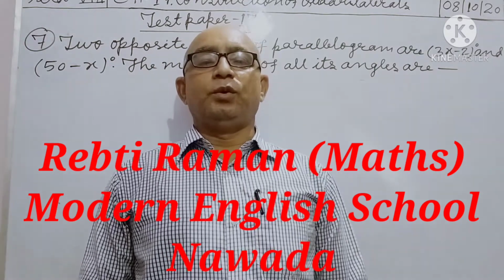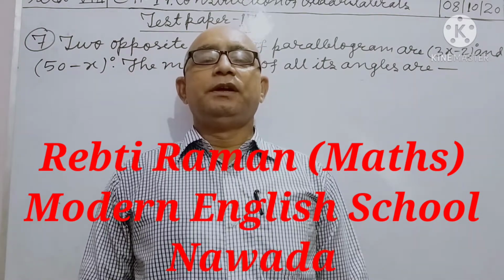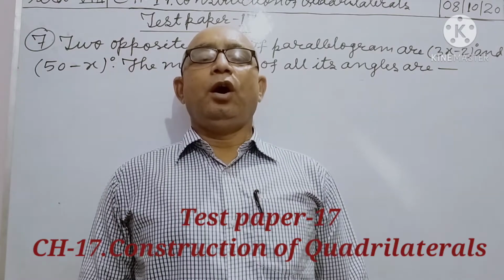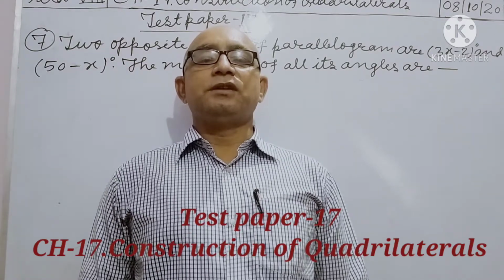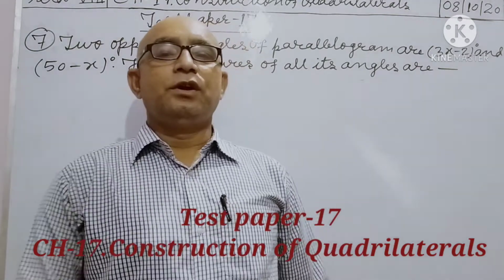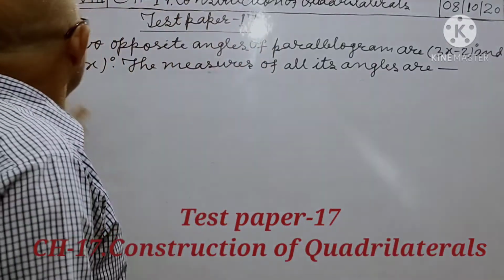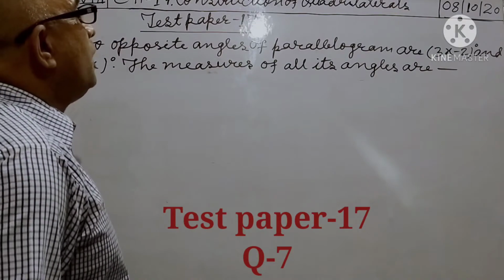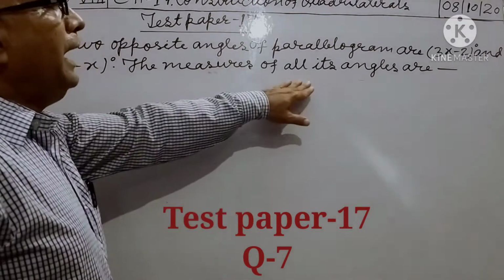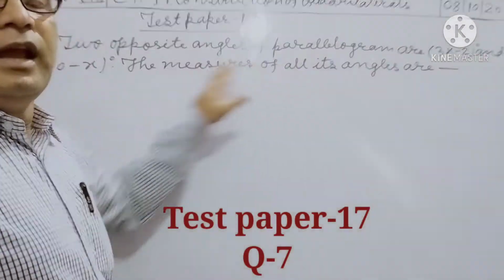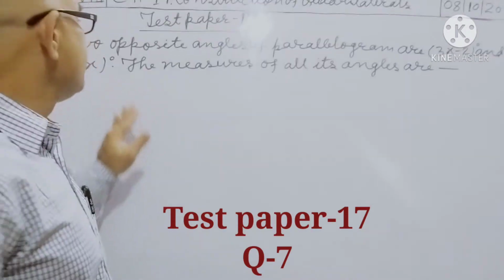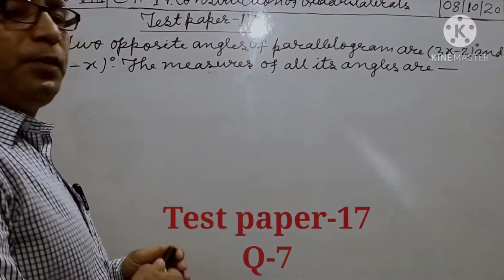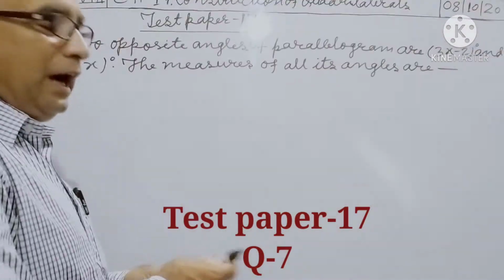Students, today I shall solve test paper 17 of chapter 17, construction of quadrilaterals. One question is written here. Question number 7. Two opposite angles of a parallelogram are 3x minus 2 degrees and 50 minus x degrees. The measures of all its angles are.